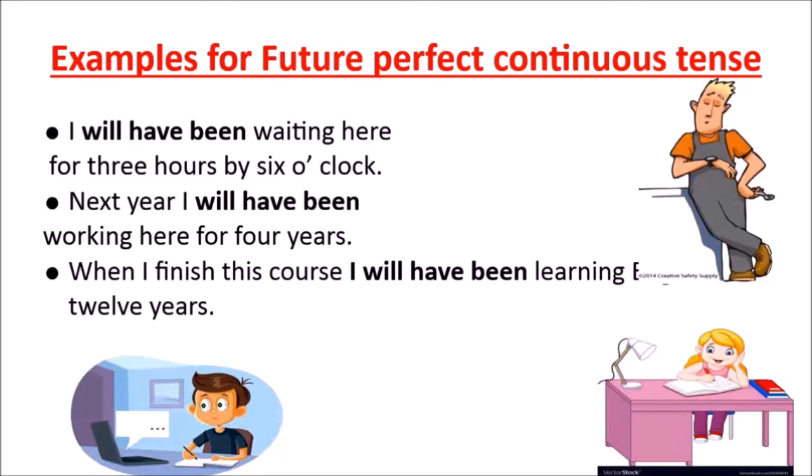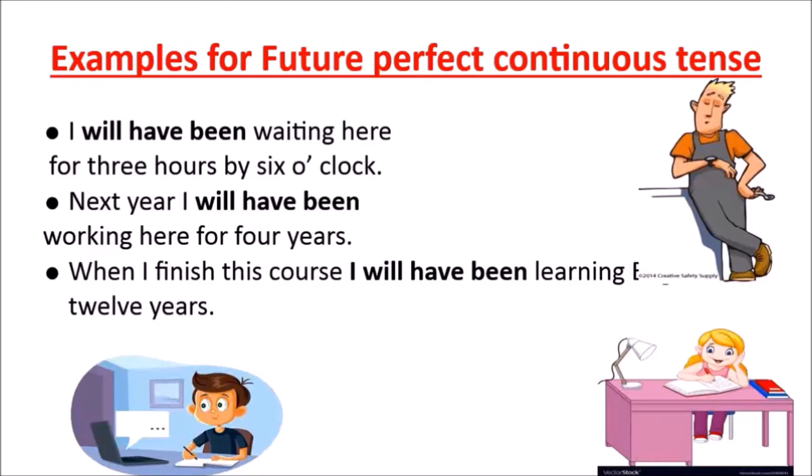It is going to start in the present and it will end in the future. Okay, so look at the next example. Next year I will have been working here for 4 years. So he was working in a company for more than 3 years, and next year if he continues in the same company, then it will be his 4th year. That's what he's trying to tell. Next year I will have been working here for 4 years.